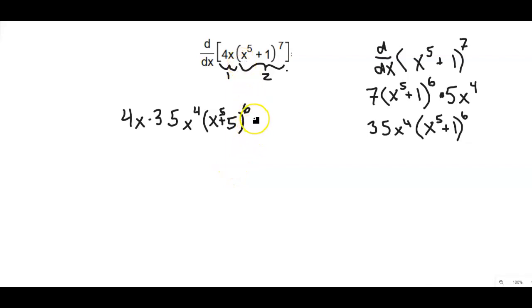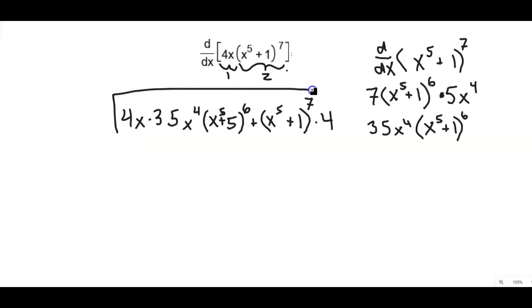Then we're going to add the second function using the product rule. That's just x raised to the fifth power plus 1 raised to the seventh power. So this function here times the derivative of our first function. The derivative of 4x is just 4, and it's going to look like this right here. This is correct if we were working this on an exam. You would get full credit for getting this far right here.